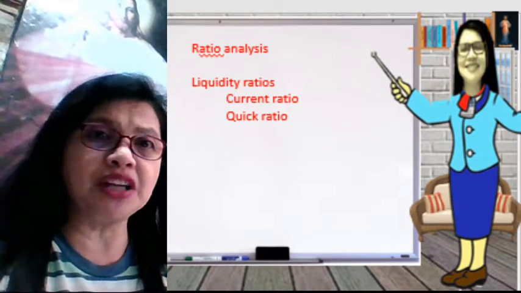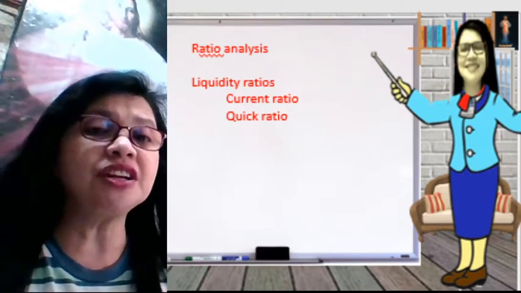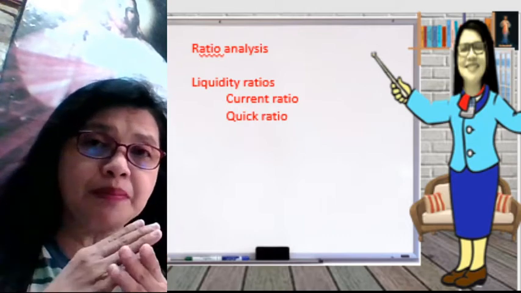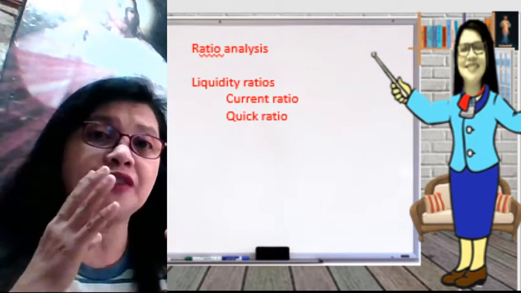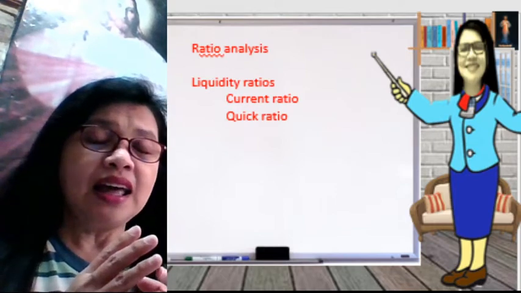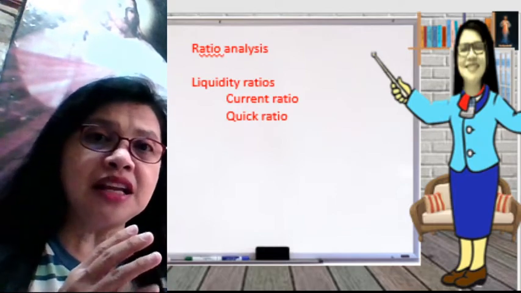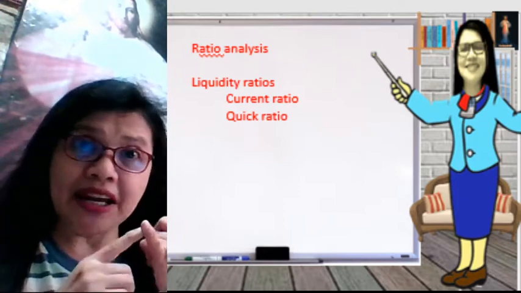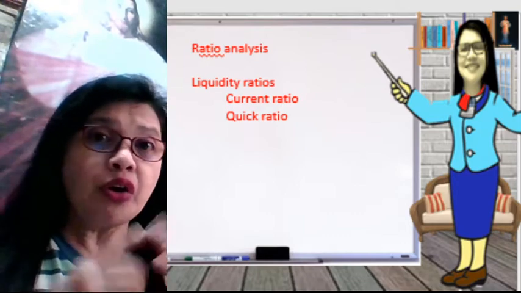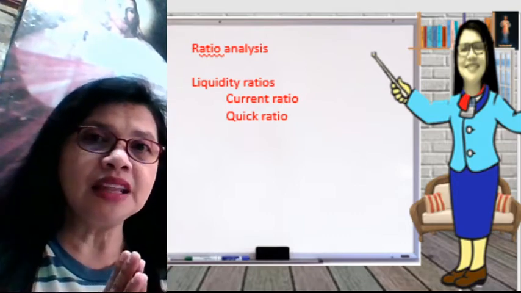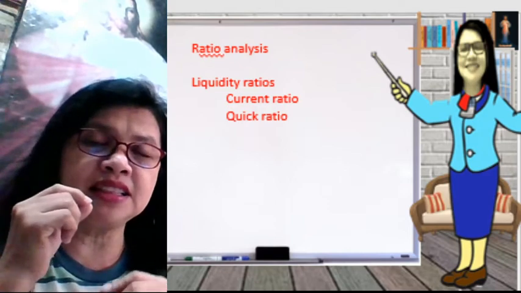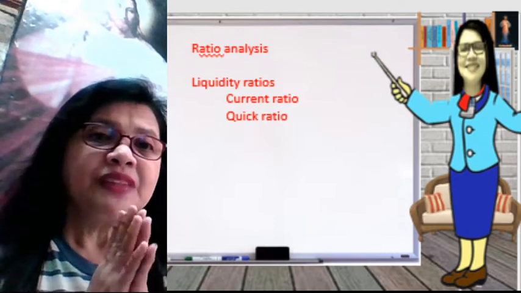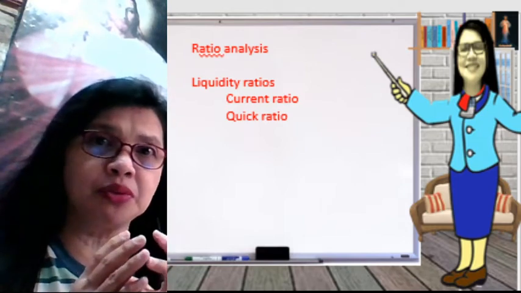What is a ratio analysis? A financial ratio analysis means we are looking into the relationship of the different accounts in the financial statements. This relationship is expressed in terms of rate, percentage, or a proportion. You will notice that this ratio has a numerator and a denominator. And there are several ratios that we will be using.